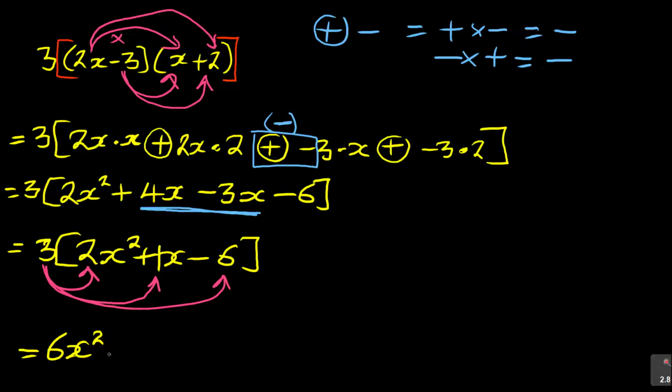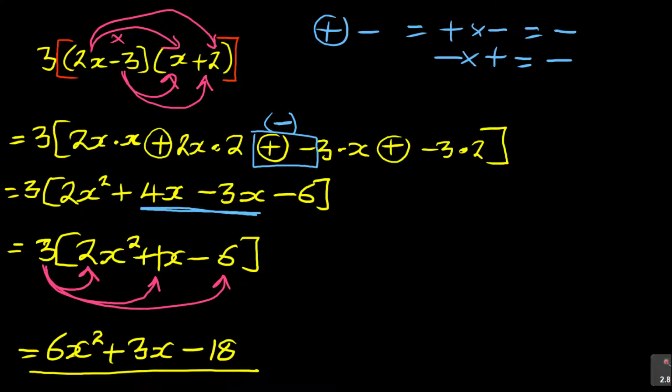And then 3 times 1 is plus, is what? 3x. And then you can say plus again, 3 times minus 6, but you know a positive and a negative is actually not a positive, it's negative. 3 times 6 is negative 18. This is what you're having.